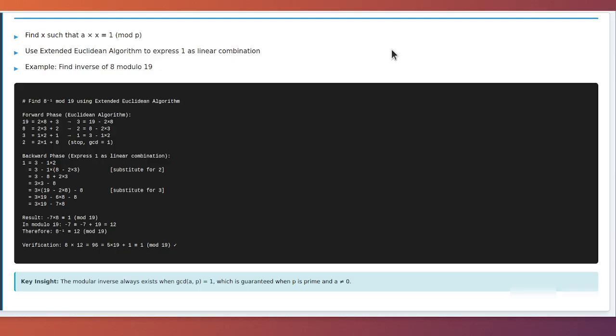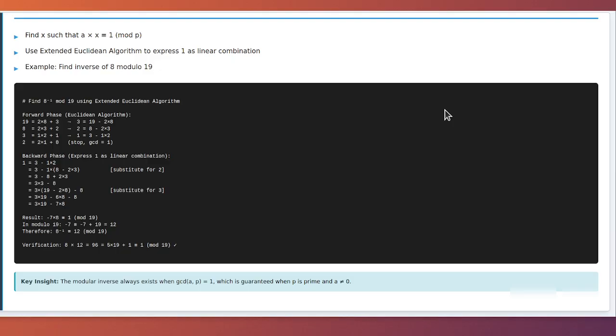The magic happens in the back substitution. Once we've computed the remainders down to 1, we work backwards to express 1 as a linear combination of a and p. Something times a plus something times p equals 1. The coefficient of a in this equation is exactly the modular inverse we're looking for. If the coefficient is negative, we add p to make it positive.